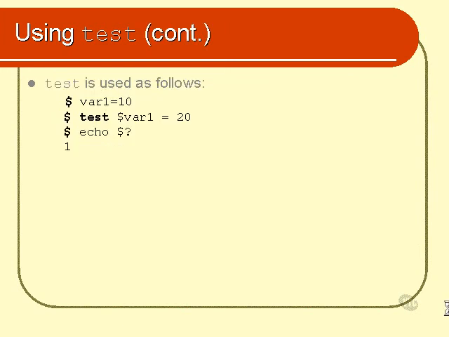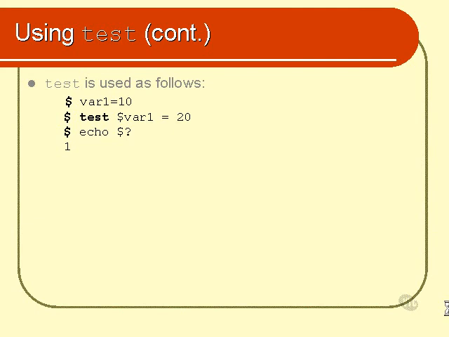Suppose we set a variable called var1 to be 10, then we can run the test program and we can test whether $var1 equals 20. In other words, we're comparing var1 with 20 to see if they are equal or not. Now interestingly, test does not produce any output. You don't get a message on the screen telling you whether they're equal or not. All that test does is it changes its exit status according to the results of the comparison.